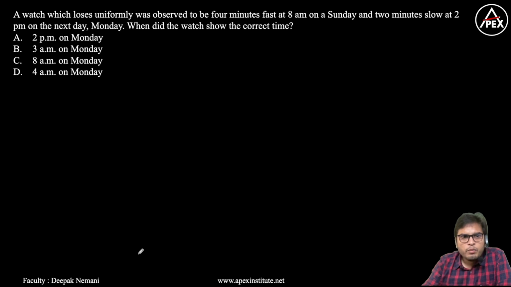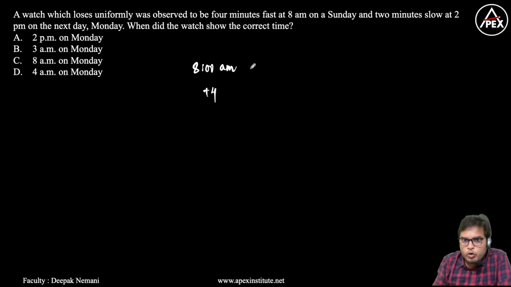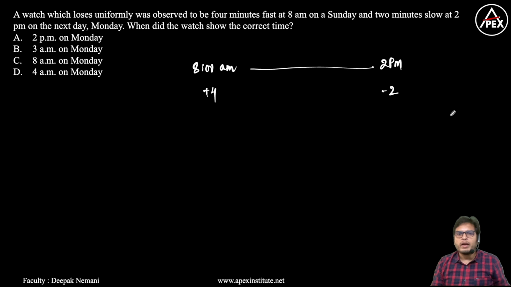Now moving to another model on faulty clocks. Now a watch which loses uniformly was observed to be 4 minutes fast at 8 a.m. on Sunday. Now at 8 a.m. on Sunday, this watch is 4 minutes fast, so plus 4, and 2 minutes slow at 2 p.m. the next day, 2 minutes slow. Okay, so it was slowed down by 2 minutes at 2 p.m. on the next day, that is Monday. Now when did the watch show the correct time?